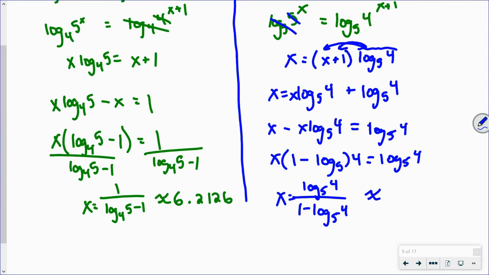One minus, okay. And I did get the same thing, so 6.2126. Okay, so it doesn't matter which way you do this, especially if both sides have binomials up here at the top, just pick one and go with it, because you'd end up having to distribute in there.